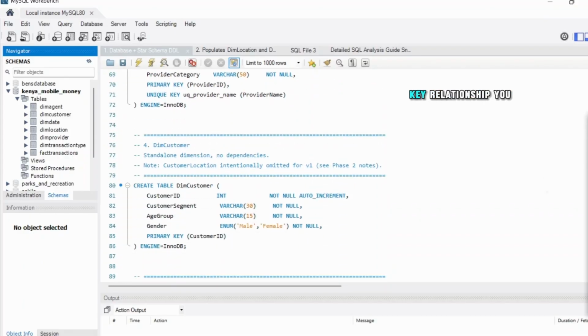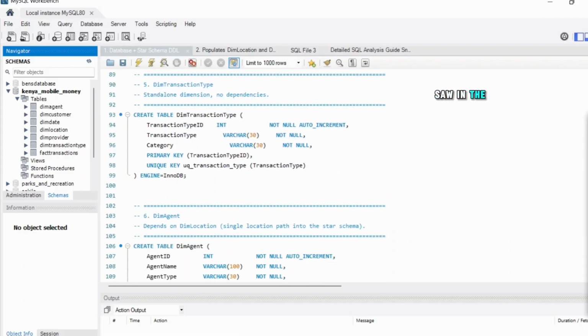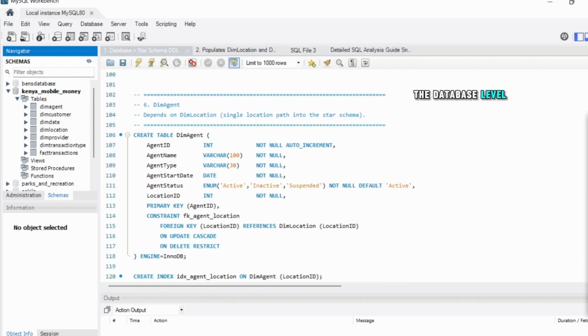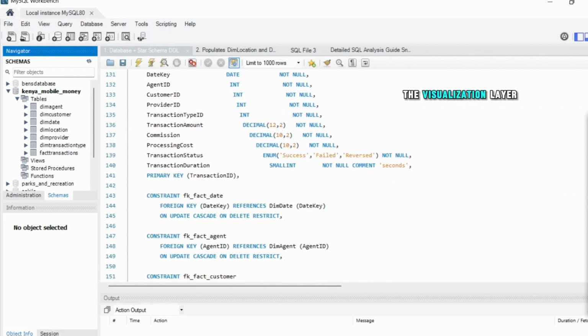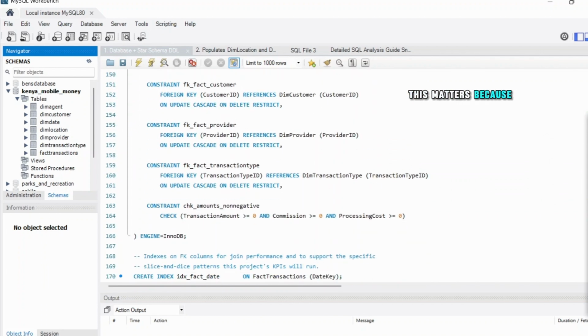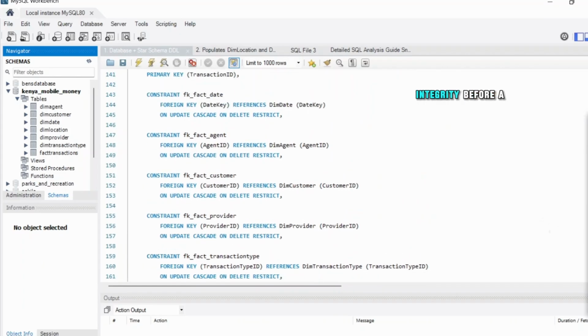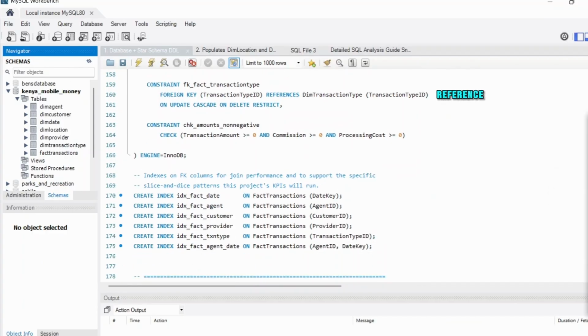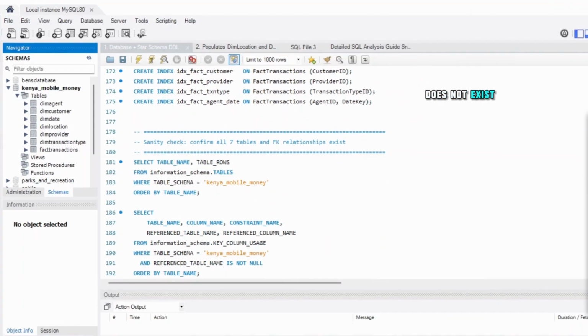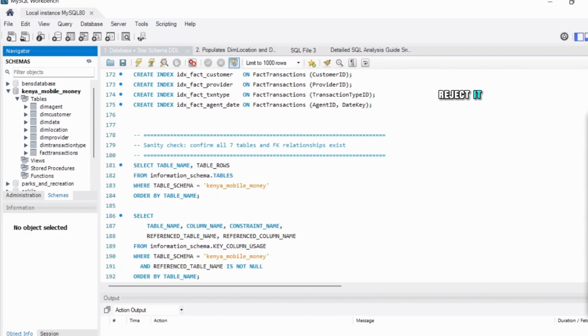Every foreign key relationship you saw in the star schema diagram is enforced at the database level, not just assumed or implied in the visualization layer. This matters because it guarantees data integrity before a single row is inserted. If a transaction references an agent that does not exist, the database will reject it. That's production grade thinking. Running this single script against MySQL creates the entire database structure.